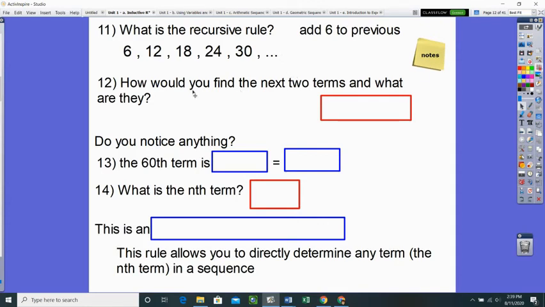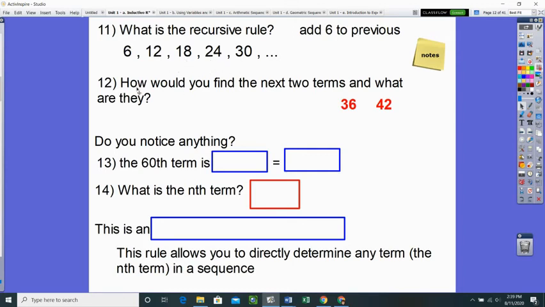So the next question is, how would you find the next two terms? Well, I would add 6 and I would add 6, right? Like we did on the first slide today. But I don't want to do that to get to the 60th term. So do you notice anything? I'm going to draw your attention back to the sequence. This is the first term. This is the second term. This is the third term. This is the fourth term. This is the fifth term. 1, 2, 3, 4, 5.